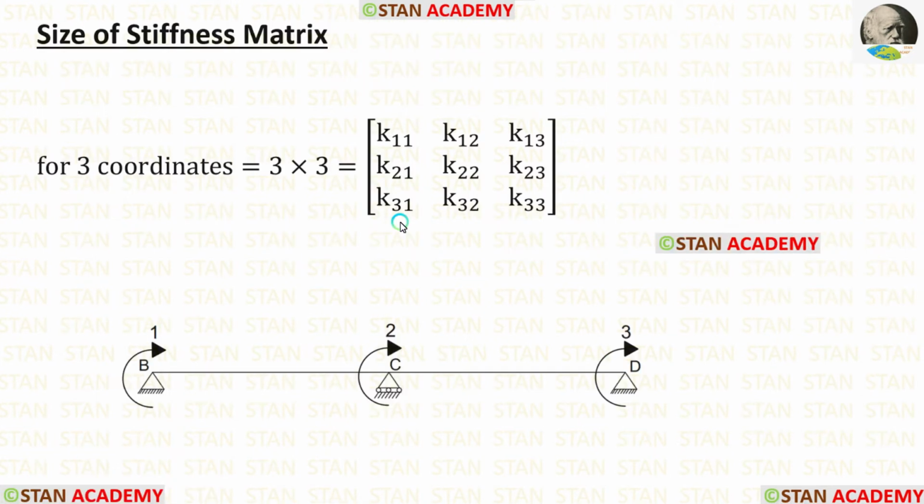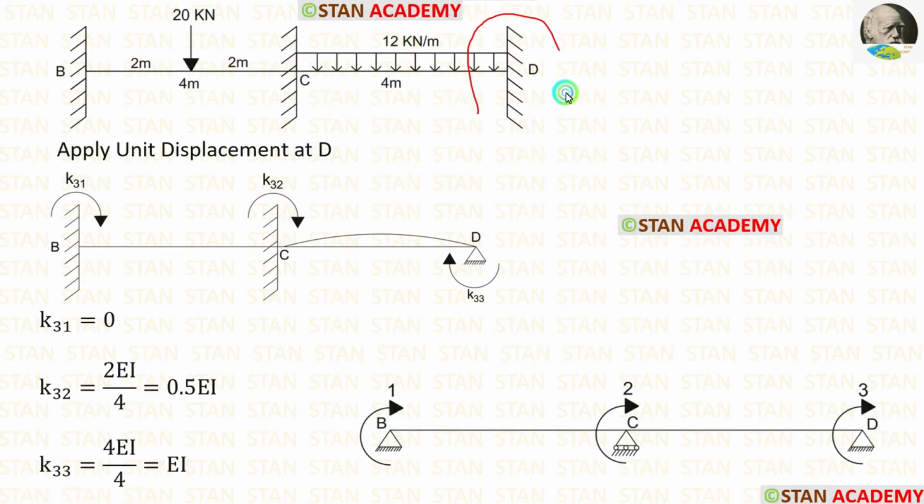In the stiffness matrix, now let us find the third row. For that, we have to apply unit displacement in the third coordinate. In the point D, there is a fixed support. But when we apply the unit displacement, it is no longer a fixed support, it becomes a hinged support. Now let's see how to draw this curve.